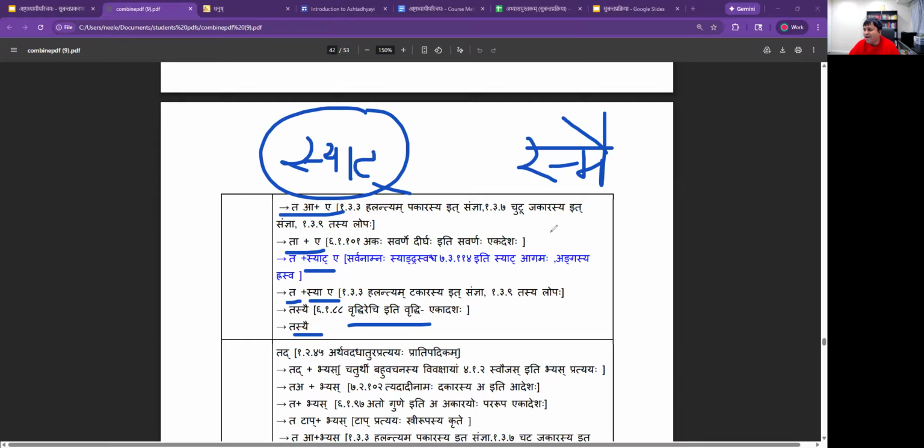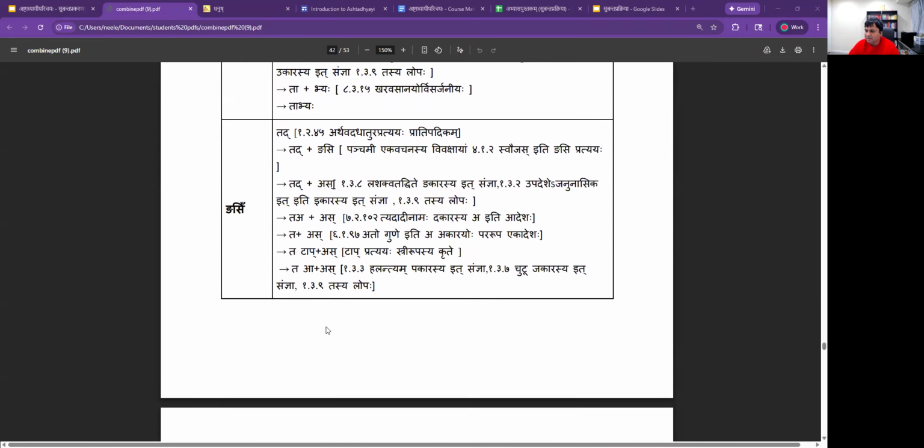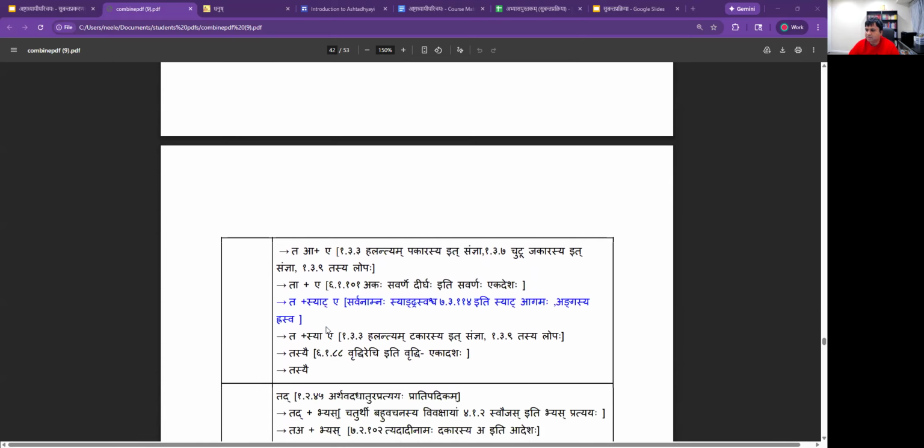Yat. Yat iti agamaha samanya rupena malayaha ityatra yat iti agamaha sambhavati. That yat is blocked by syat. So that's how syat comes over here. But then Syat is only for Sarvanam. That's what I'm saying, right?